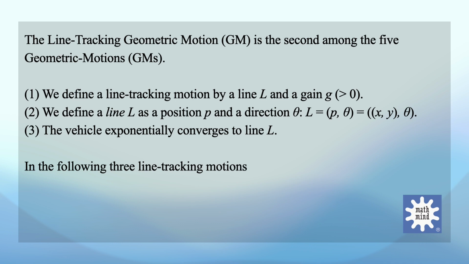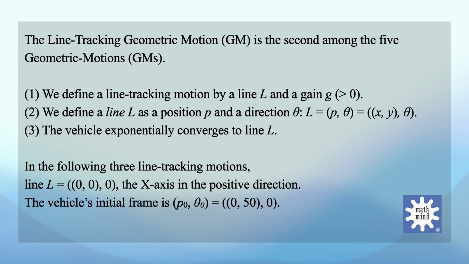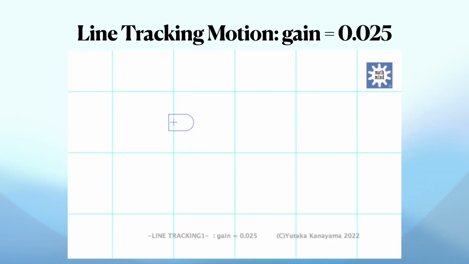In the following 3 line tracking motions, line L equals 0, 0, 0, the x-axis in the positive direction. The vehicle's initial frame is P0, θ0, equals 0, 50, 0. Line tracking motion, gain equals 0.025.